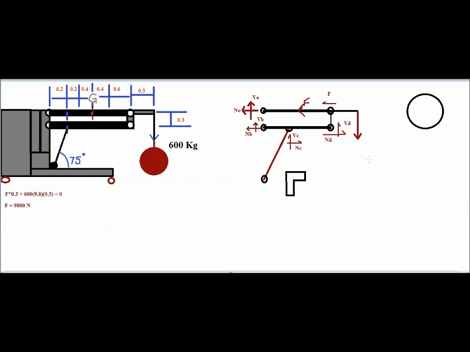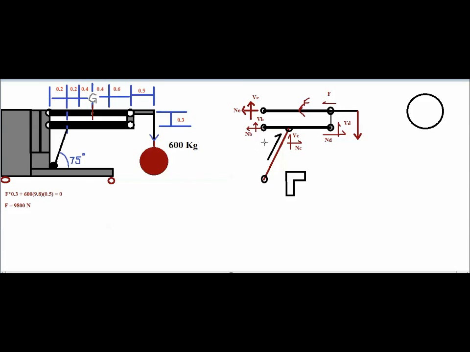Okay, so now we'll go ahead and try to find the reaction RC, which is right over here. In order to find this reaction RC, one of the best ways, it is always a very handy tool, is to find the moment at any specific point in the beam whenever you need to find any unknown reaction. So in this particular situation, we'll try to find the moment at point B.